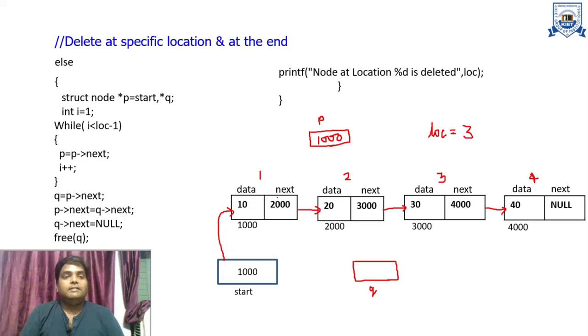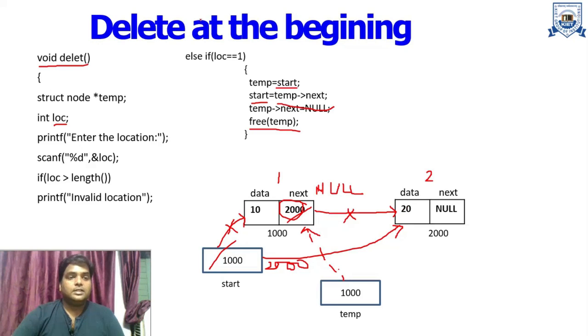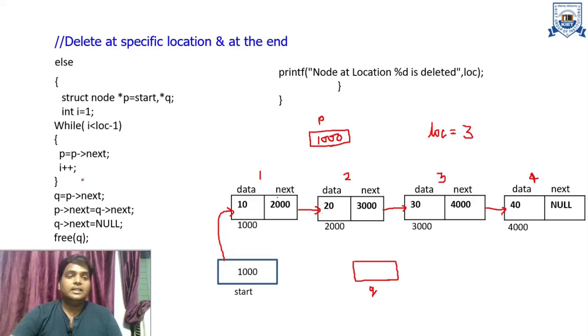Now I will discuss the concept of deleting the node at a specific location. For this purpose I choose the same function, that is void delete. Here the location is 1. If we want to delete the first node, then we will implement this code. If the location is not equal to 1, then we will move towards this else block and execute this code.